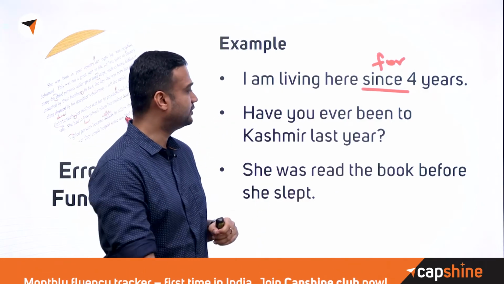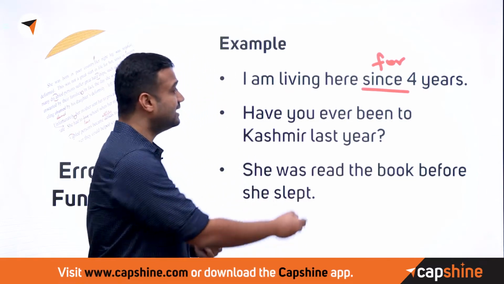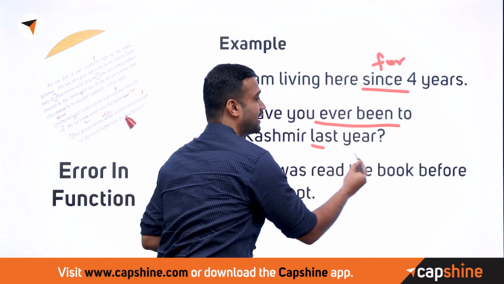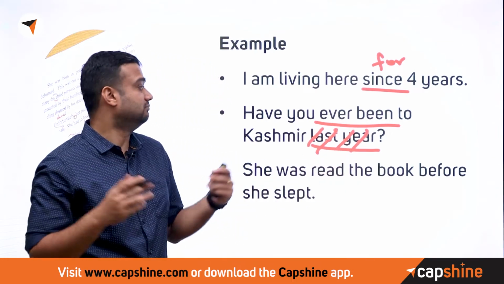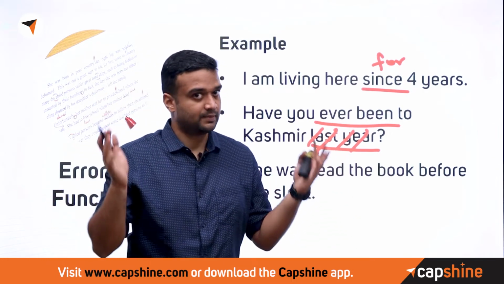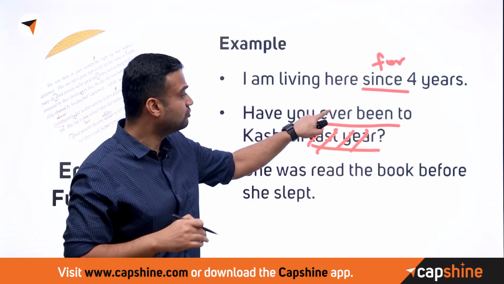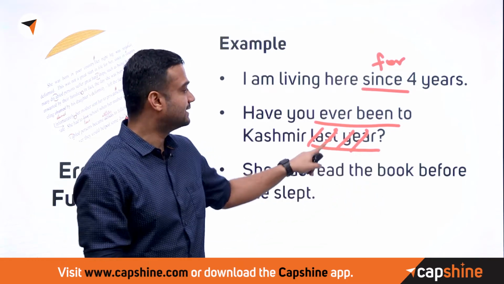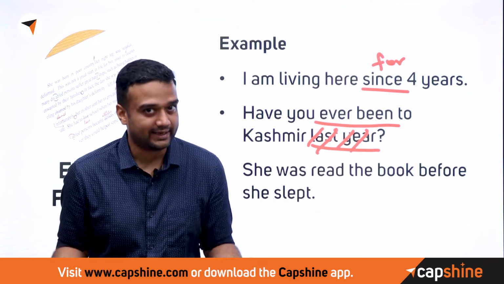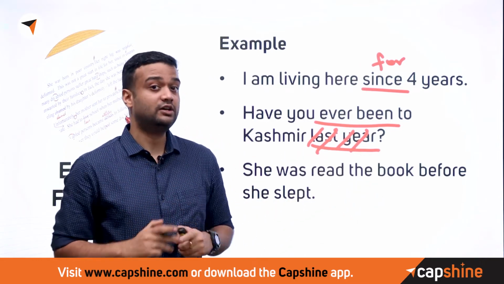"Have you ever been to Kashmir last year?" So here again, "ever been" is used with "last year." So either I get rid of this, or I say, "Did you go to Kashmir last year?" Right? So here the rule of "ever been," talking about the entirety of your life, versus "last year," is used incorrectly. It's a problem of function.